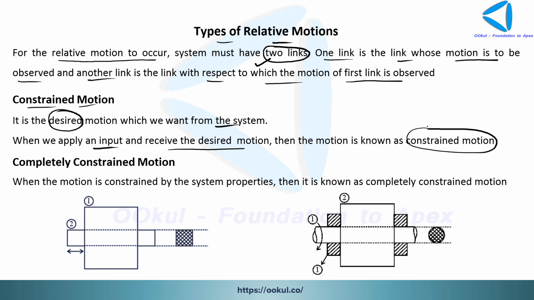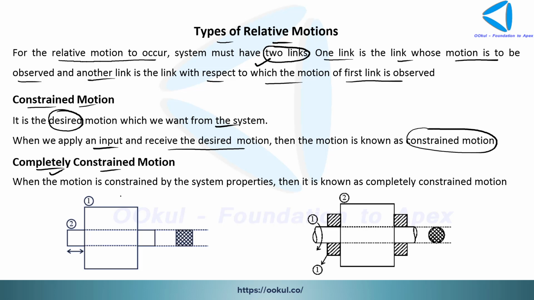तो जब हम कोई इनपुट देते हैं और हमें अगर उसका desired output मिलता है, okay, desired output मिलता है, तो we say that that motion is a constrained motion. अब इस constrained motion में भी different types हैं. There are different types in this constrained motion also. Like your first one is completely constrained. Okay, what is a constrained motion?